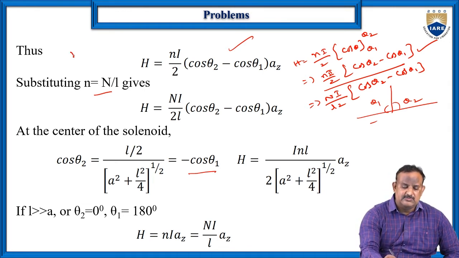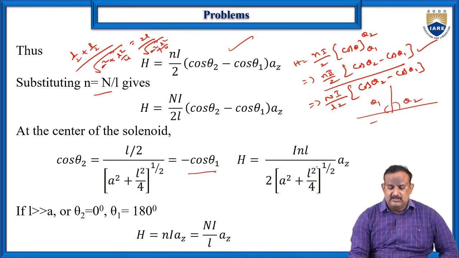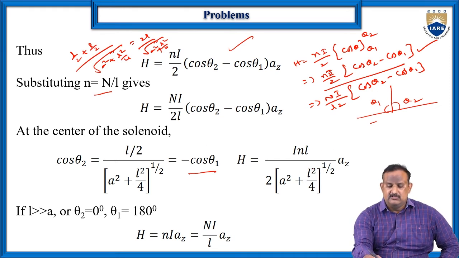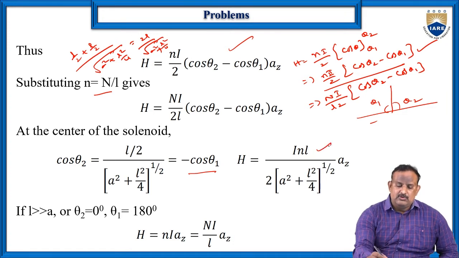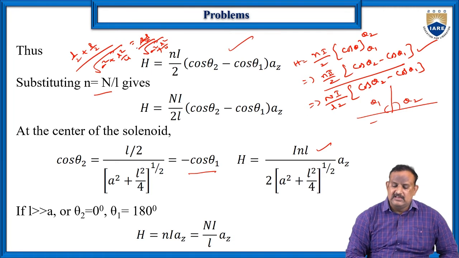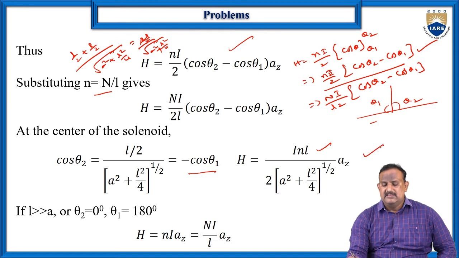If you add the two expressions, L by 2 plus L by 2 by root of A square plus L square by 4, that is L by 2 plus L by 2, which is 2L by root of A square plus L square by 4. So the 2 cancels. Then we have N into I, and we have L. Therefore 2L by 2, the 2 cancels, and we have L. So L by 2 into root of A square plus L square by 4 into Az is here.